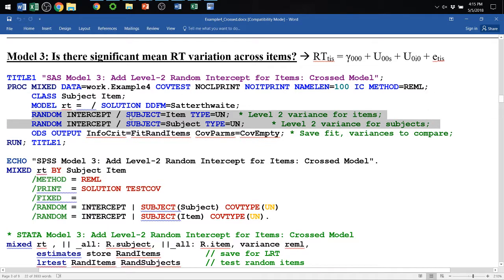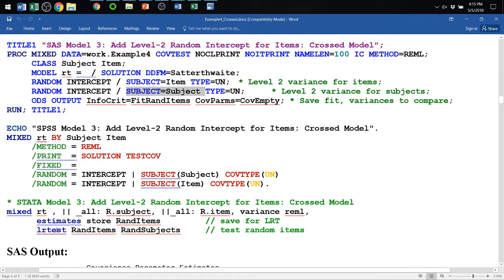So the way that it works is 2 randoms. There's random intercept subject equals item, and random intercept subject equals subject. Because they are on separate random lines, there is no covariance between the random effects for an item and a random effect for a subject, as it should be. So it is as if you have 2 different level 2s.